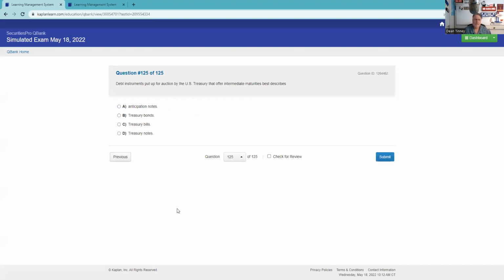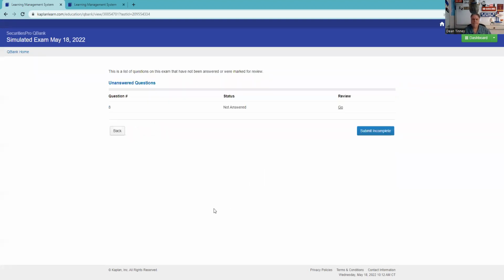Debt instruments put up for auction by the US Treasury that offer intermediate maturity. Well, we have short-term and long-term. So I'm going to go for Treasury notes, because if it said short-term, I'd say Treasury bills. And if it said long-term, I'd go Treasury bonds. So I'm going to go for Treasury notes because that's in between the two. All right, let's see how we did.